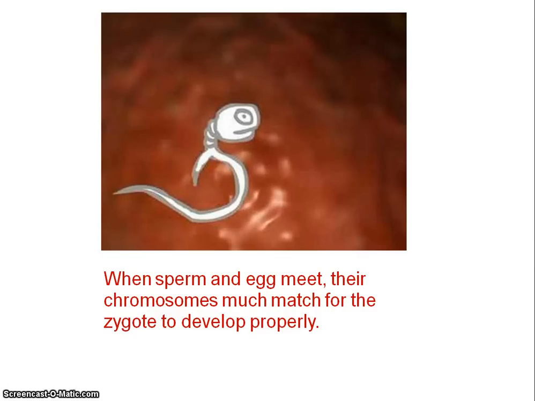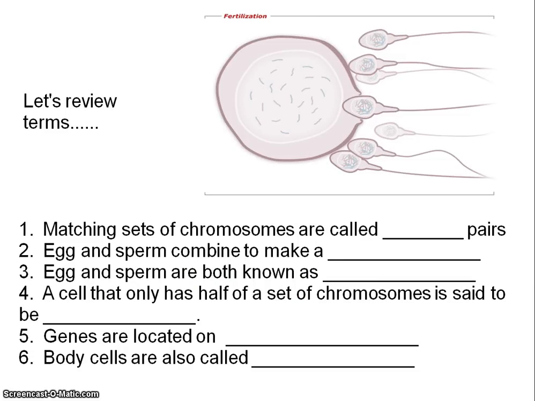So again, when the sperm and egg meet, the chromosomes must match up properly for the zygote to develop. And that's, like I said before, one of the reasons why organisms of different species can't reproduce with each other, because they usually have different chromosome numbers. Alright, so here I want you to review the vocabulary, make sure that you can figure out what each of these are.